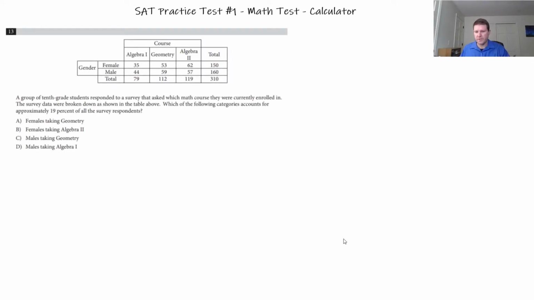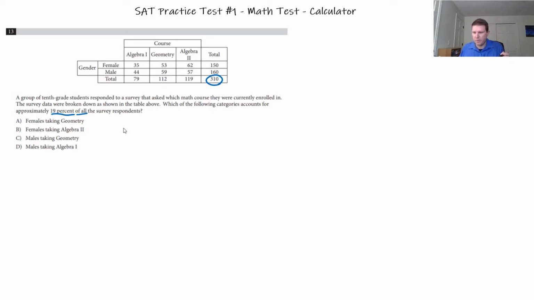Number 13 is a pretty good one, actually. They're asking which of the following categories accounts for 19% of all the survey respondents. So the total number of survey respondents is 310. And they're basically asking, okay, which of these numbers would give us 19% of 310? There are 2 primary ways you can do this, okay?